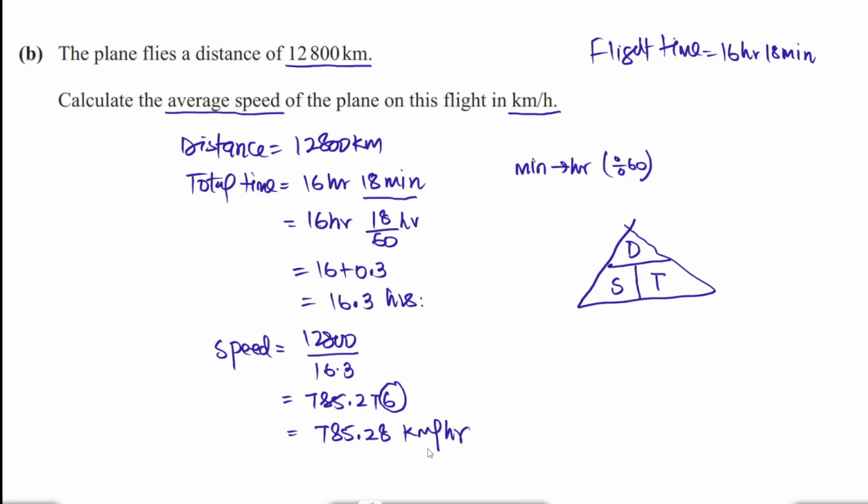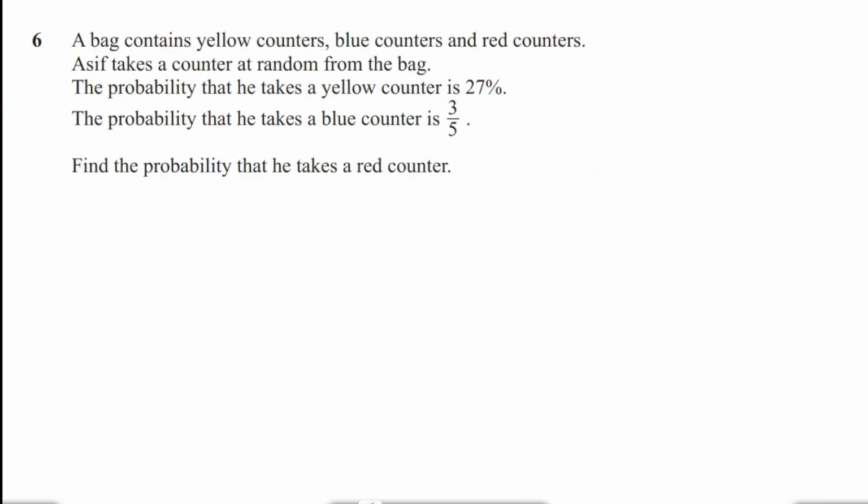kilometer per hour. We need to look out in the problem whether they are asking the question up to 3 significant figures, whether 2 decimal places, 1 decimal place. You need to read the question carefully. So that was our problem number 5. Let us go to problem number 6.